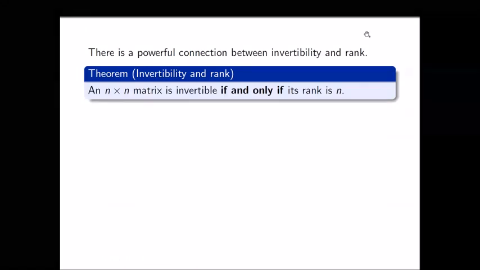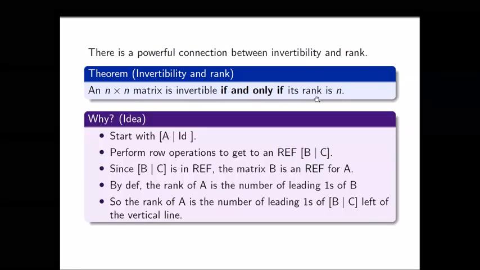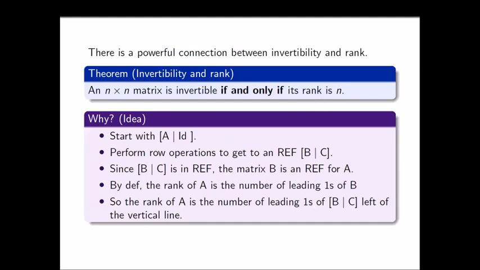Okay, so there's a powerful connection between invertibility and rank. An n by n matrix is invertible if and only if its rank is n. And why is that true? When we start with the augmented matrix with A and identity, separated by a vertical line, we perform row operations to get to a row echelon form, given by some matrix B and C.